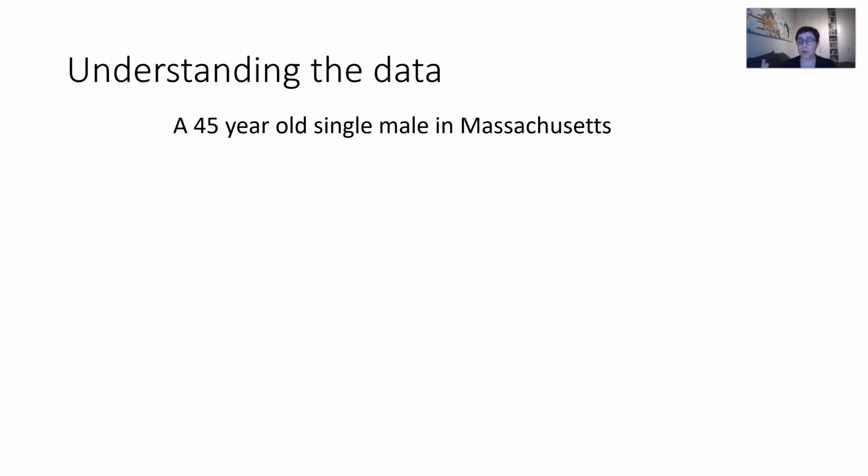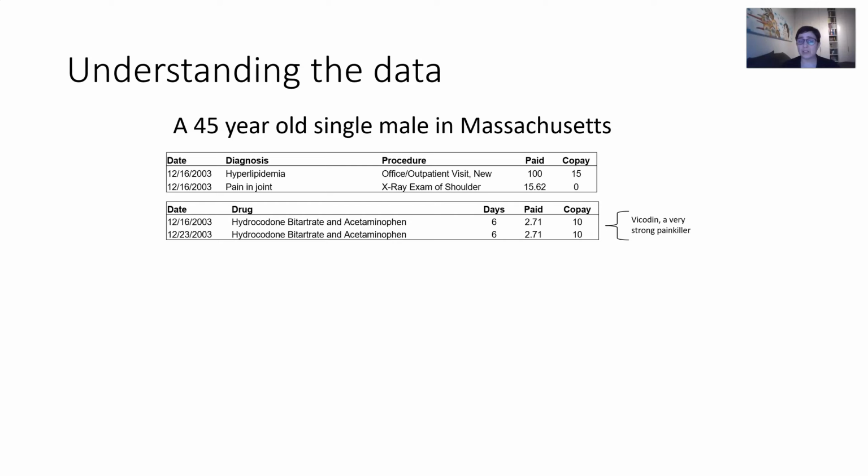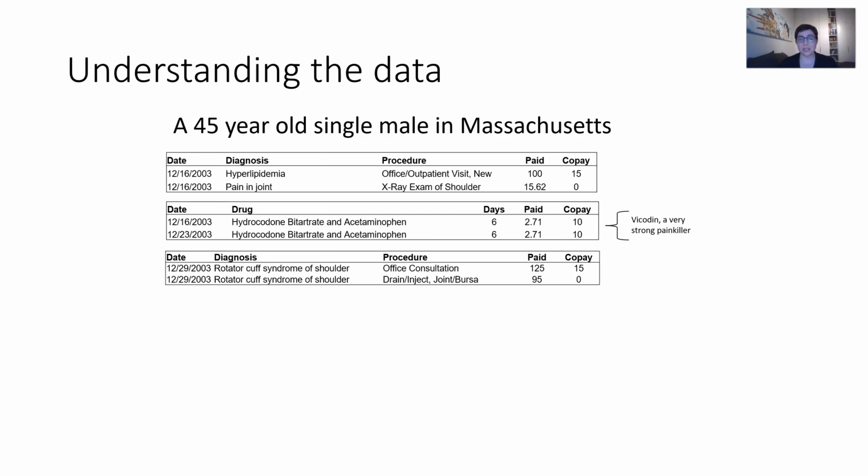Here I have drawn up a story about a random patient, who happens to be a 45-year-old single male in Massachusetts. He might not be single, but he didn't have any dependents in the data set. And his story starts in December 2003, where he goes to an outpatient visit complaining of his shoulder and gets an X-ray and some prescriptions. What is interesting, especially looking in the rear view mirror, is that this patient immediately gets Vicodin and actually has a refill a week later after his visit.